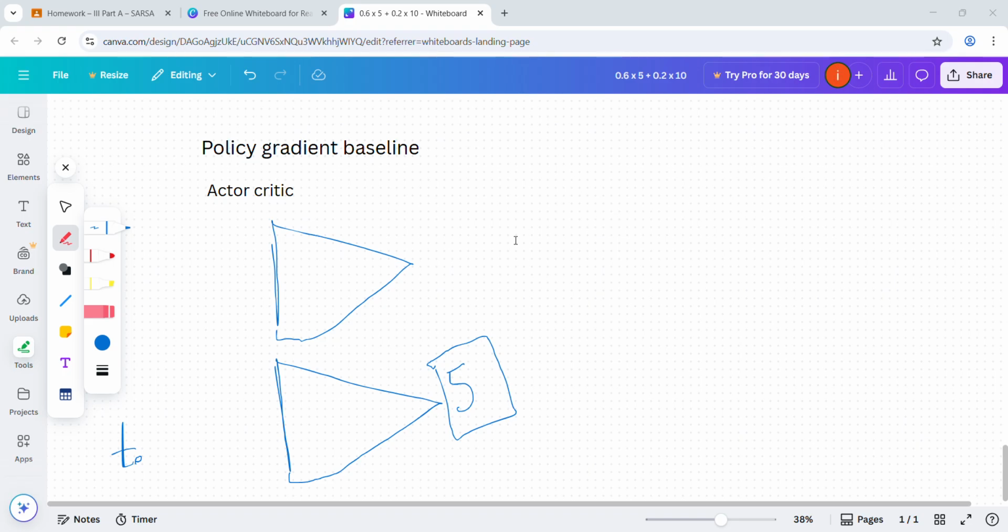And that's all about the actor critic method and the policy gradient and the policy gradient baselines.